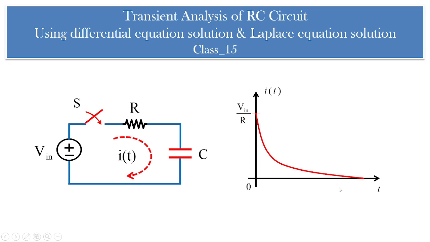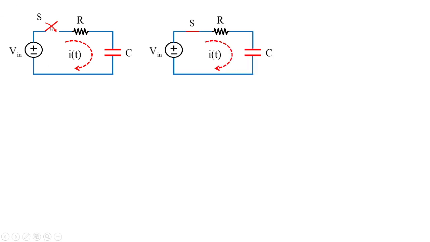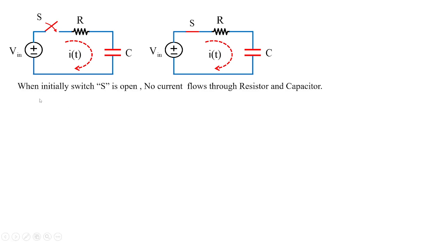So we have to see whether we are going to get the same output when we go through a practical approach. For that, let us go with the previous sessions, that is, when the switch was open and when the switch is closed, the conditions of current or the conditions of voltage. When you talk about the RC circuit, when initially the switch is open, no current flows through the resistor and capacitor. That is obvious.